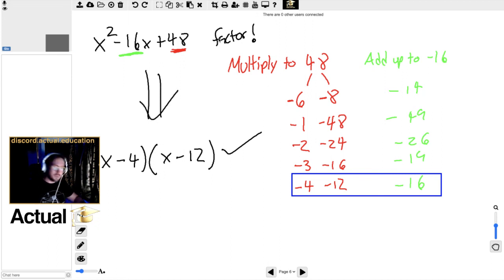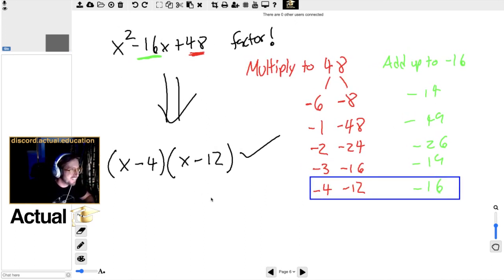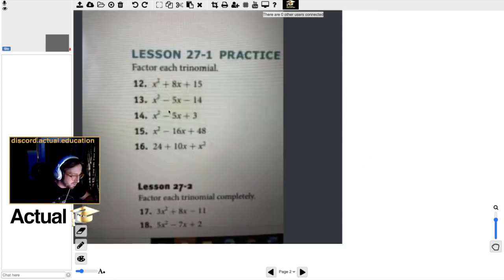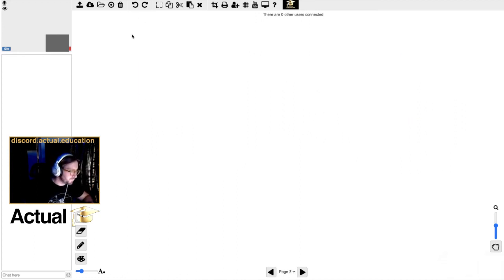Yeah, so here, she gave you some other ones that aren't so bad. Let's try this one. X squared plus 10x plus 24. All right, so she said 24 plus 10x plus x squared.